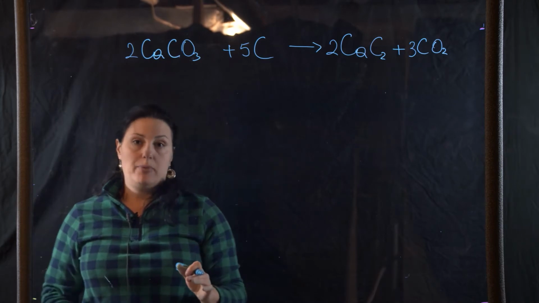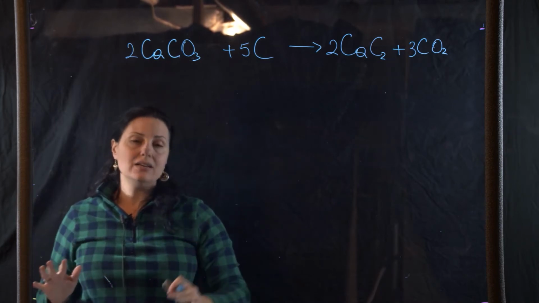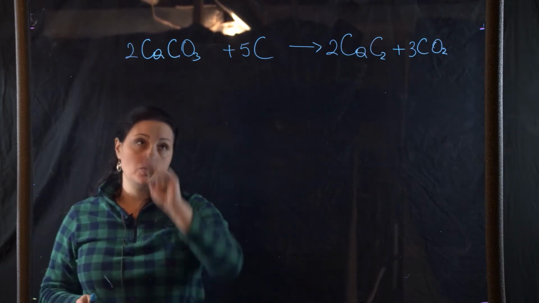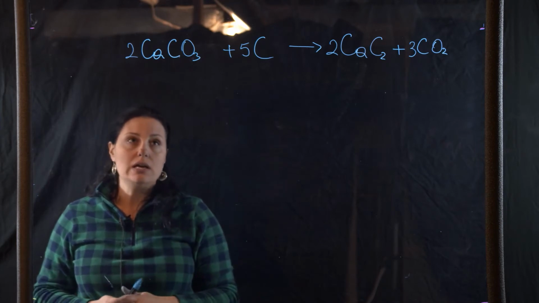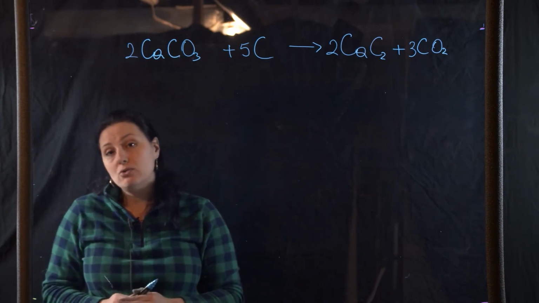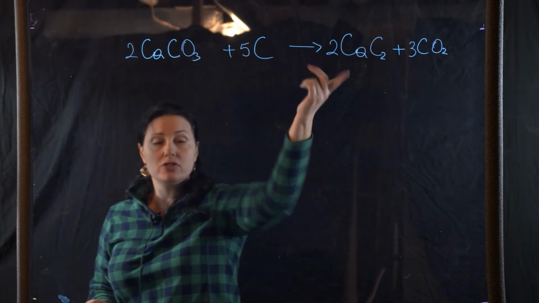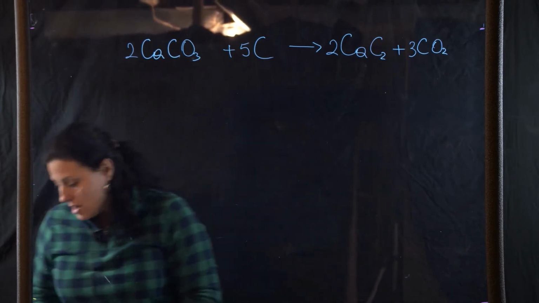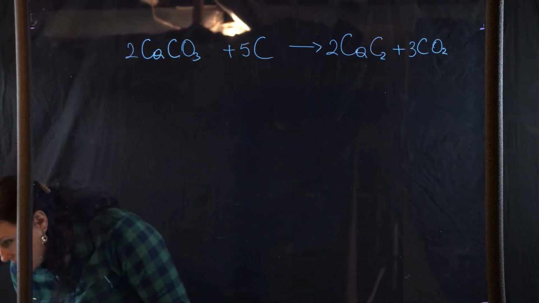That's your first step. To do any stoichiometry problems, you have to balance the chemical equations. If you don't, you will get wrong amounts every time because your coefficients are going to be wrong. Okay, let's read the next part.